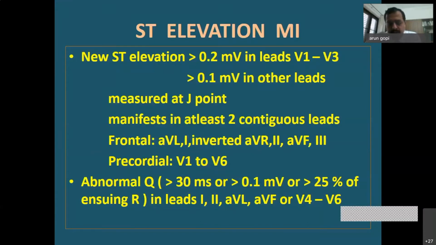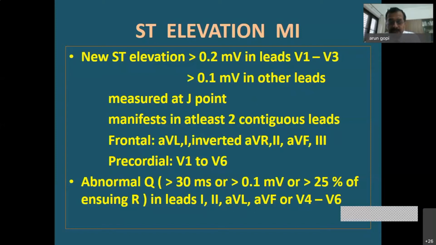To call it a pathological Q wave, you need to have a Q wave which is more than 25% of the corresponding R wave, or a duration which is more than 30 milliseconds in leads 1, 2, AVL, AVF, or V4 to V6. Majority of these larger infarcts are associated with corresponding or reciprocal ST depression in the other vascular territory. For example, in this ECG, as you see down, we have ST elevation in the anterior leads and ST depression in the inferior leads, which actually indicates remote ischemia or evidence of large infarct.